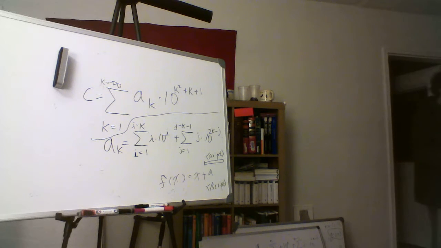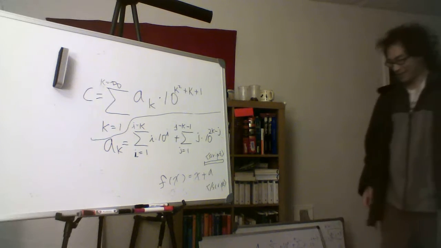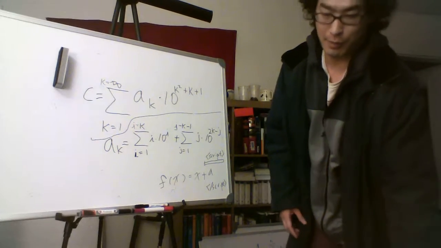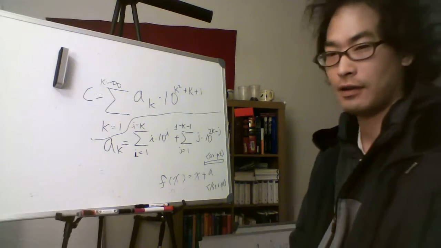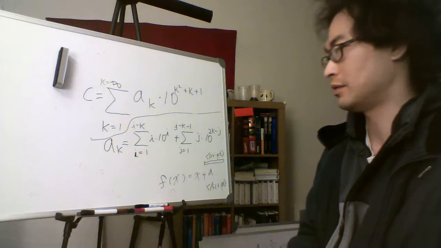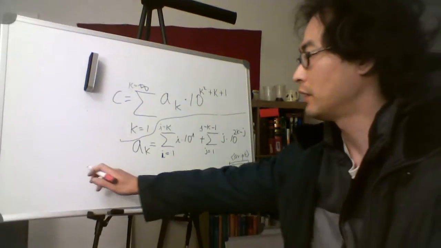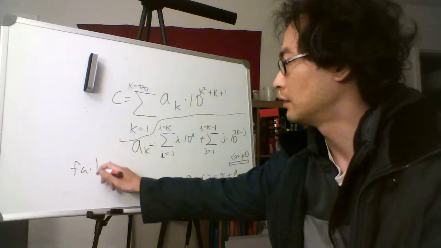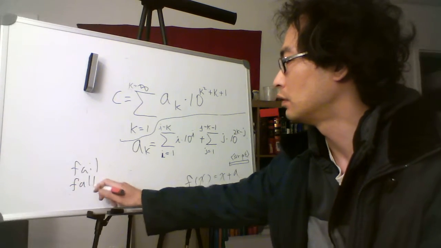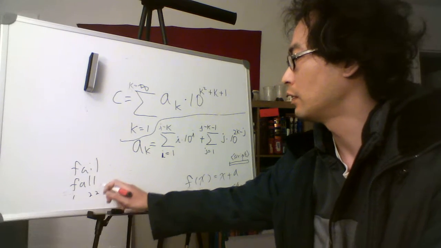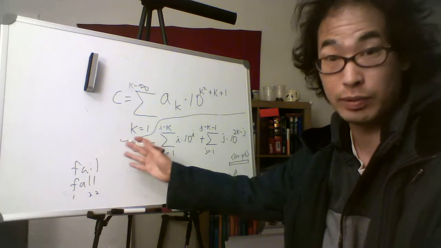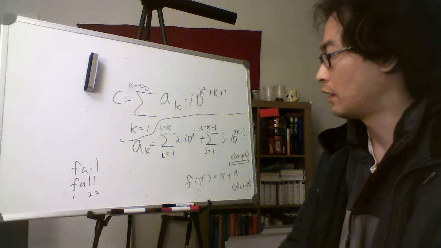I failed. Let's take a break from all this mathematical mumbo jumbo, shall we? Fail, fall. It's the same word origin, right? Fail, fall. You have only one L here, but we duplicate it to make it three.